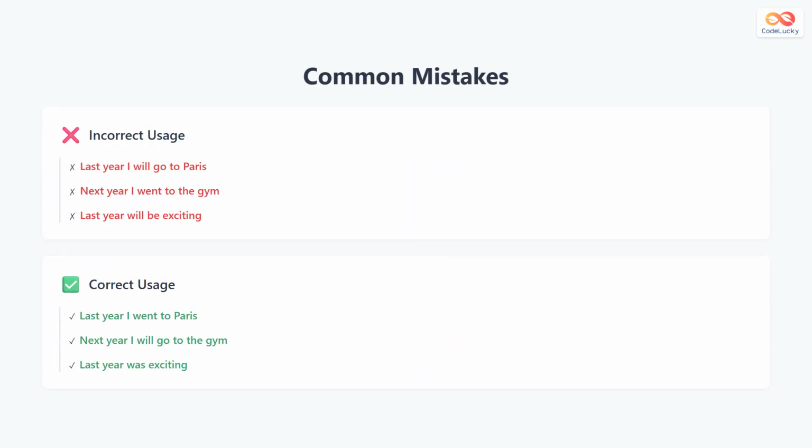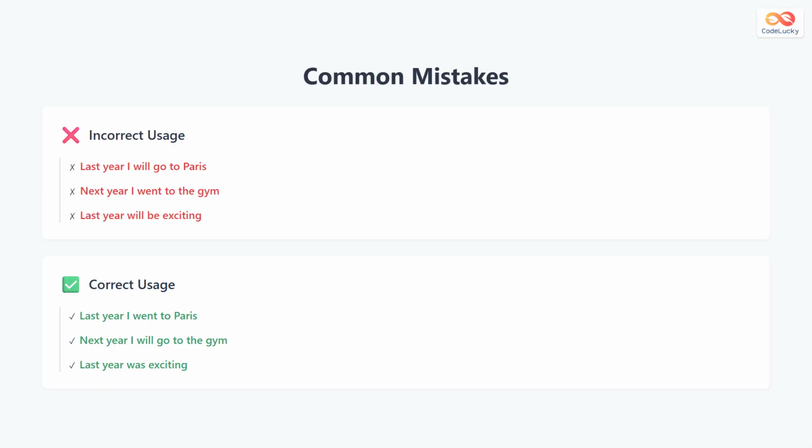Many learners make common mistakes with these expressions. One mistake is using last year with future tense. You might hear, last year I will go to Paris, but this is incorrect. The correct form is last year I went to Paris. Another mistake is using next year with simple past tense. Saying, next year I went to the gym is wrong. The correct form is next year I will go to the gym.